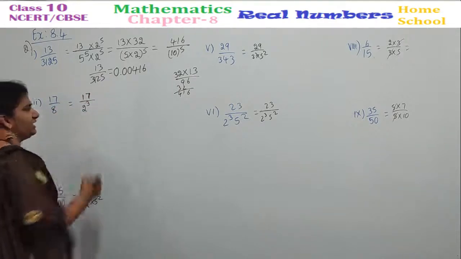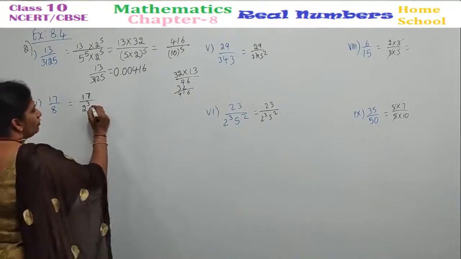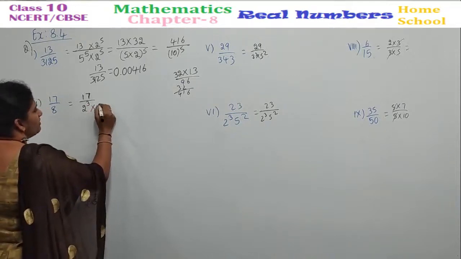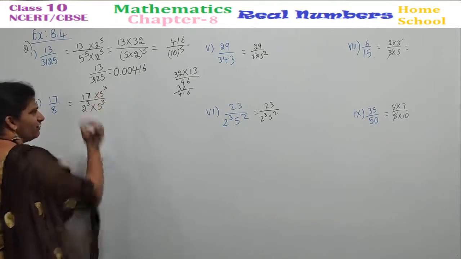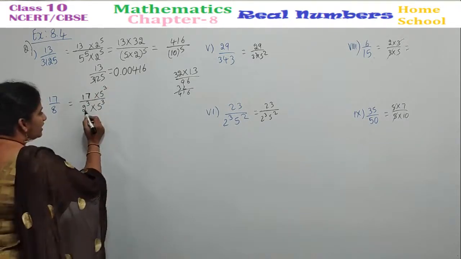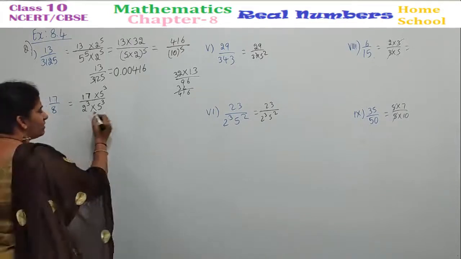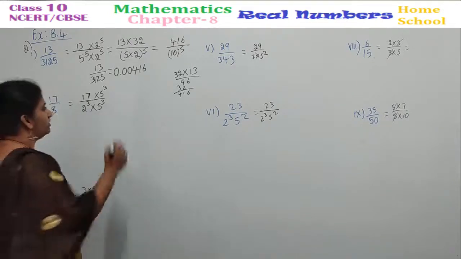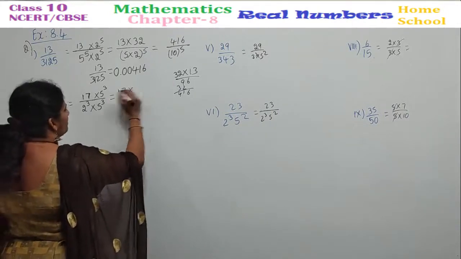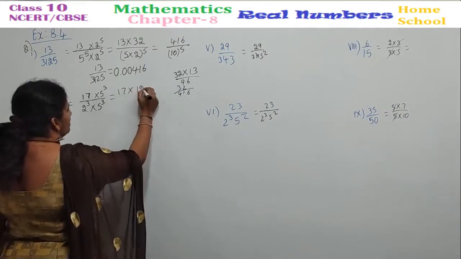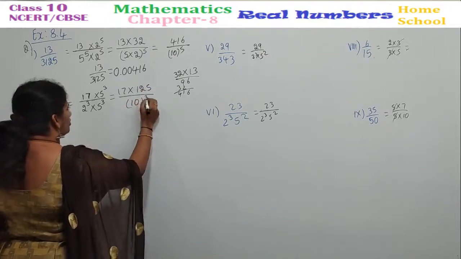17 by 8 can be written as 17 by 2 cube. 2 cube was there. What is missing? 5 cube. So multiply numerator and denominator by 5 cube. Why, children? Here 2 cube is there, I need 10 cube. 10 cube how could I get? If I multiply 5 cube, I can get 10 cube. Now 17 into 5 cube will be 5 5s are 25, 25 5s are 125, by 10 whole cube.